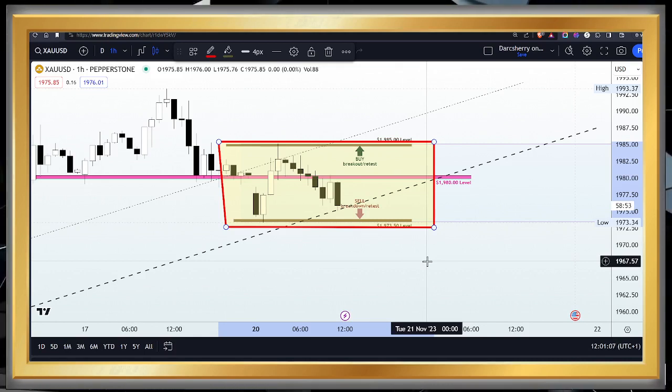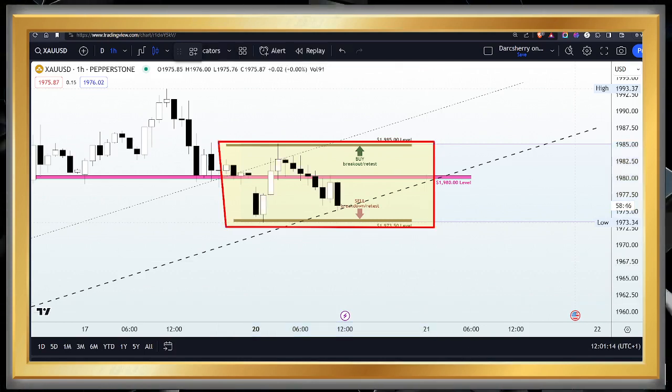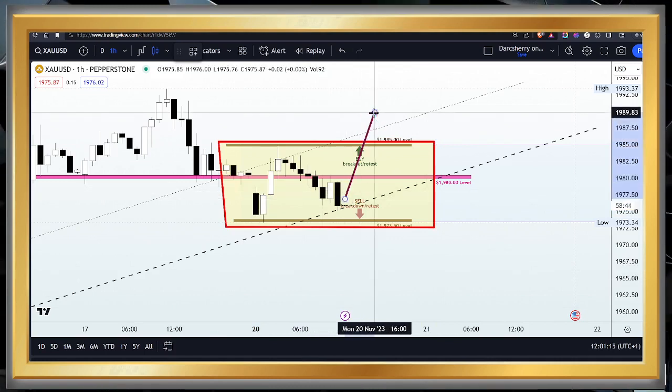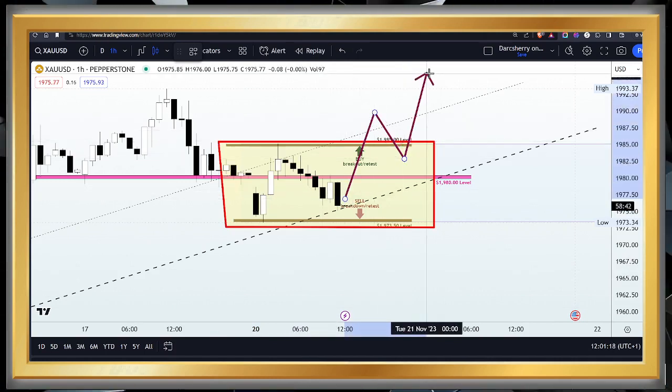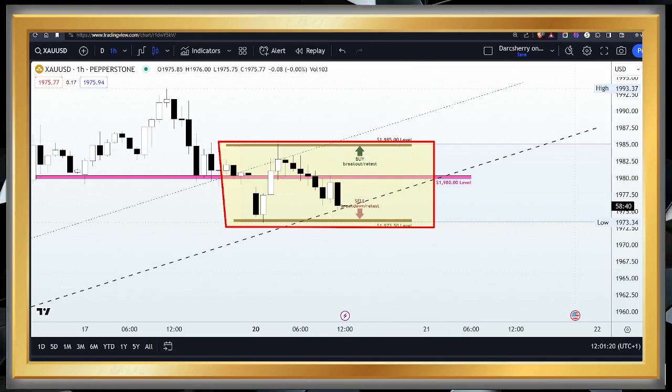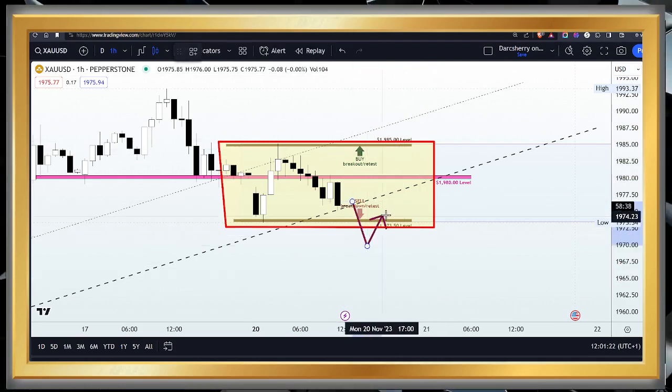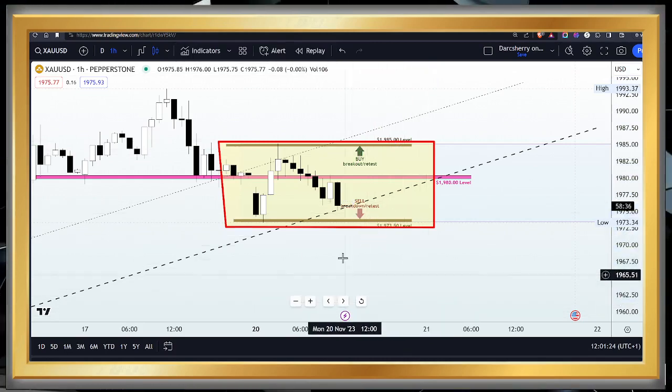Whenever we identify such a flat channel, we want to exercise patience and wait for price to either break out of the resistance line to give us an opportunity to buy, or the breakdown of the support line here to give us an opportunity to sell.